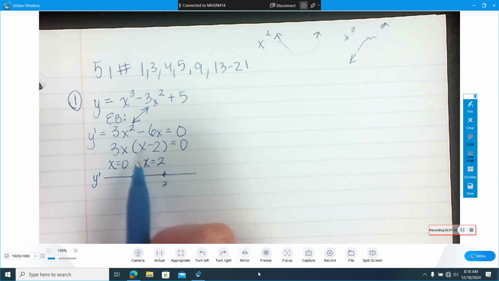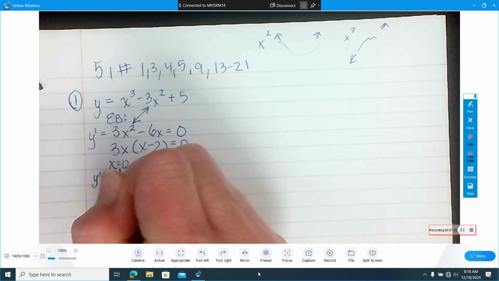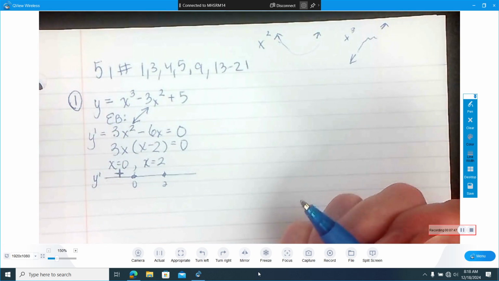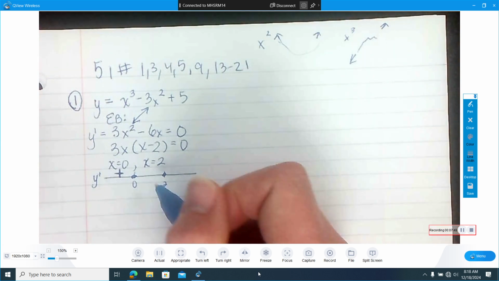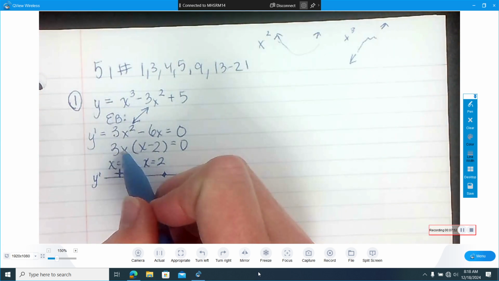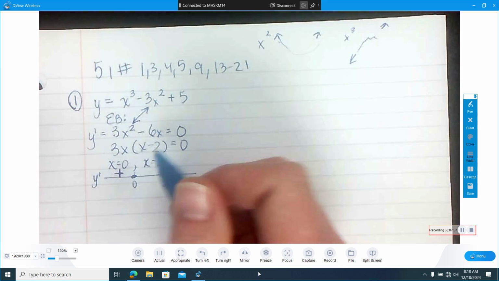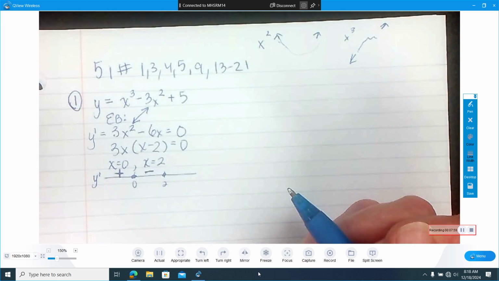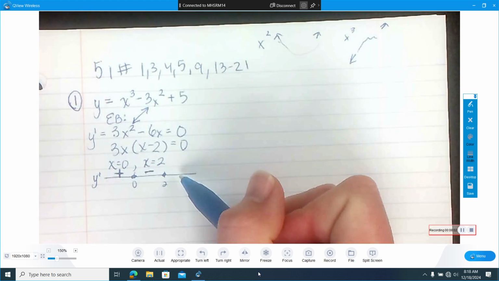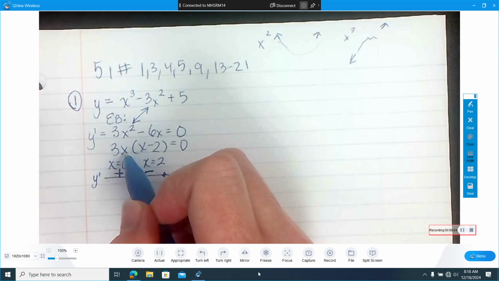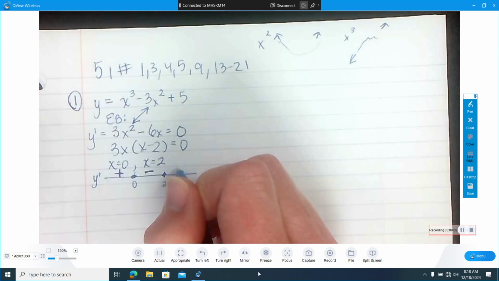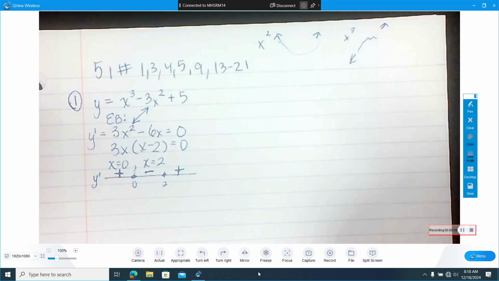So to the left of 0, I'm going to test some numbers here. Like negative 10. If I have a negative 10 in place of x, I'm going to have negative times negative, which is going to give me a positive. Between 0 and 2, I can test like a 1. And if I plug in a 1 for x, I get positive times negative. So that would be a negative result. And to the right of 2, like positive 10, I'd have a positive value and a positive value. Positive times positive is a positive result.